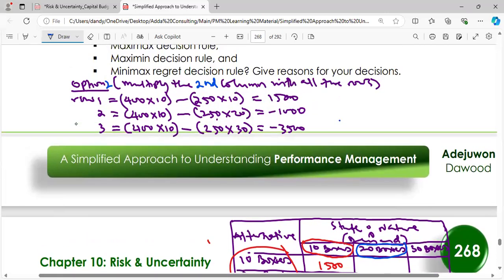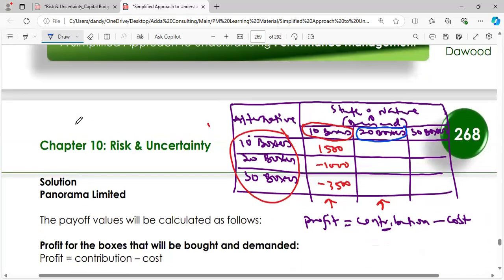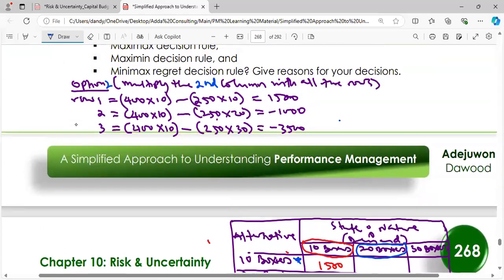Therefore, in the first row, you don't have 20 boxes of apple. The company has only 10. You don't have up to 20. Therefore, you have to restrict to what you have. Customers are demanding 20 apples, but you have only 10 apples. So you cannot sell 20. Therefore, 400 multiplied by 10, because we are selling 10. Then 250 multiplied by 10 is still the same, 1,500.